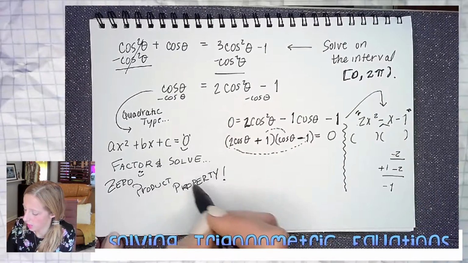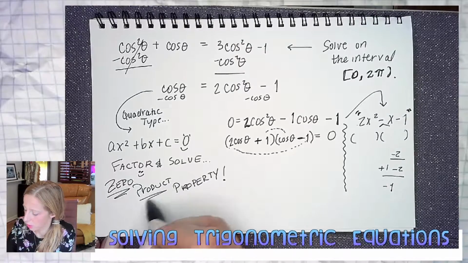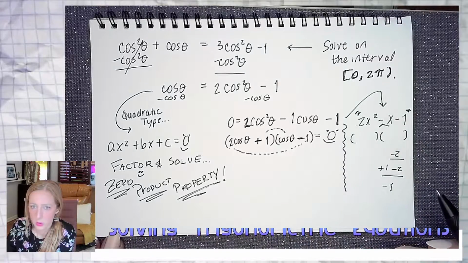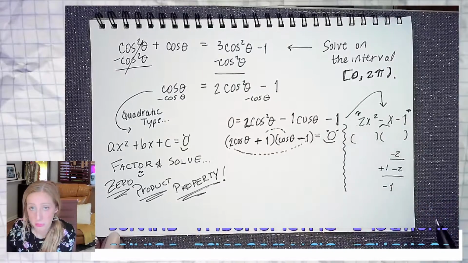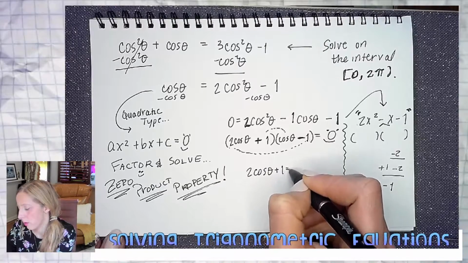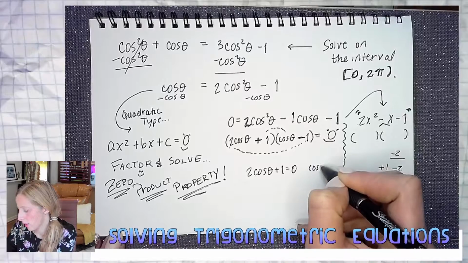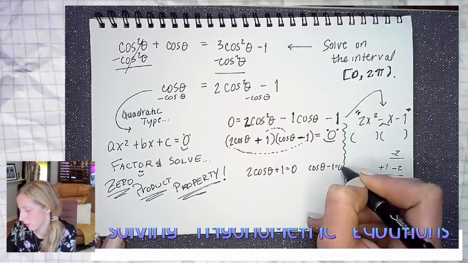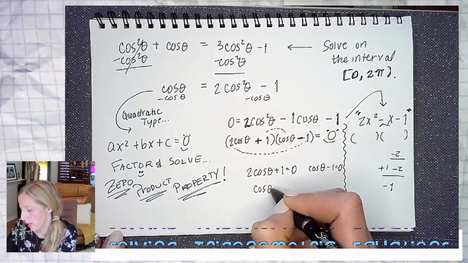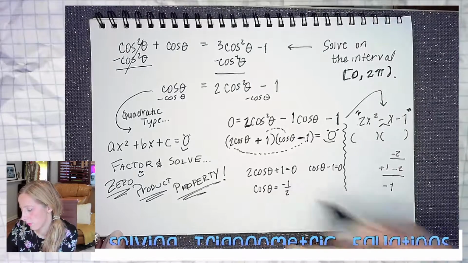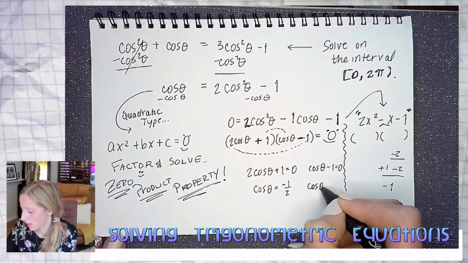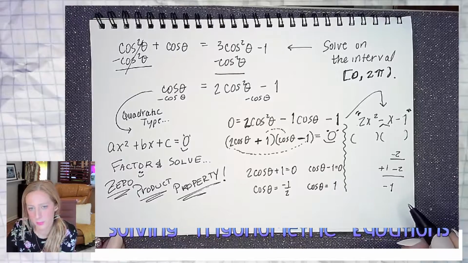Now we're on our way to solve, and we're going to solve using the zero product property because we have it equal to 0. So we're going to go ahead and set each factor equal to 0. So 2 cosine theta plus 1 is 0, and cosine theta minus 1 is 0. Subtract 1, divide by 2. Cosine theta is negative 1/2. Add 1, cosine theta is 1.